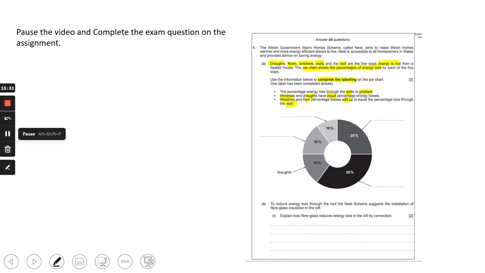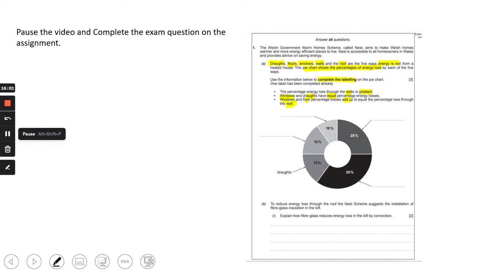Okay, so the Welsh Government Warm Home Scheme called Nest aims to make Welsh homes a warmer and more energy efficient place to live. Nest is accessible to all homeowners in Wales and provides advice on saving energy. Drafts, floors, windows, walls, and the roof are the 5 ways energy is lost from a heated house. The pie chart shows the percentage of energy lost by each of the 5 ways. Use this information below to complete the labelling on the pie chart. One label has been completed for you.